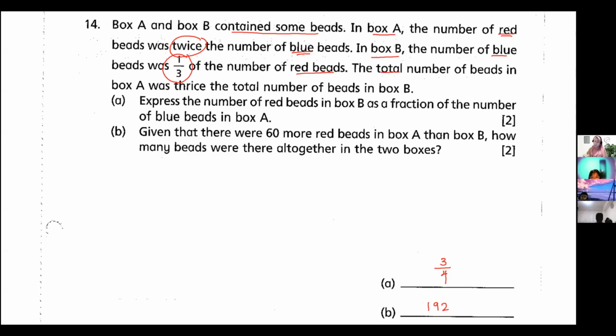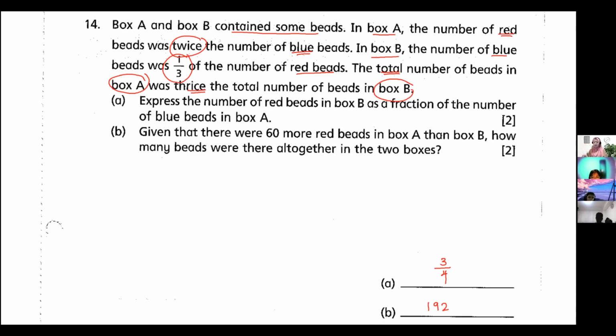The total number of beads in box A was thrice the total number of beads in box B. Again, comparing, right? So there are three different sets of comparison. The first one, box A, they compare. Box B, another comparison. Then the total between box A and box B beads are also being compared. Okay. So we have all this information from these three lines.